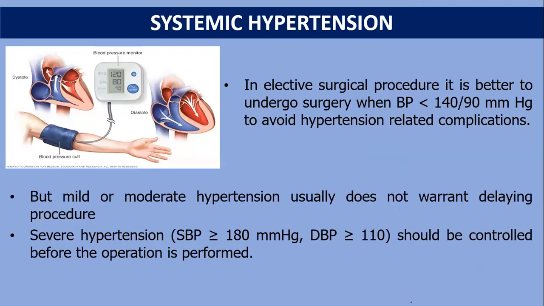Systemic hypertension, although very common in the population, does not impose a very high risk for the patient in determining perioperative cardiovascular outcome. But in elective surgical procedures, it is better to do the surgery when the blood pressure comes down to less than 140/90. Mild to moderate hypertension usually does not warrant delaying the procedure. You start your treatment and at the same time recommend the surgical procedure.